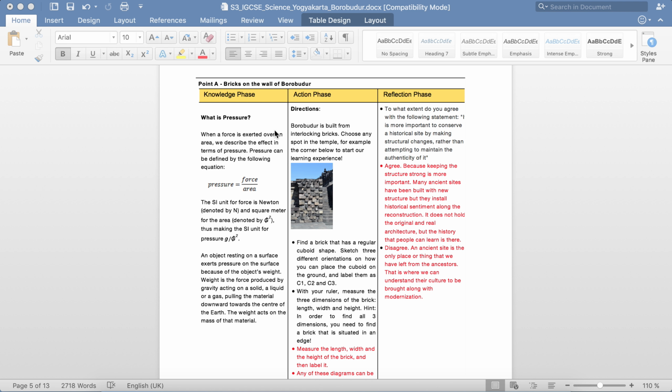In the action phase, please provide directions to point A. For example, point A here refers to any spot with interlocking bricks in a temple. I've included a picture of an example spot here for learners to follow.